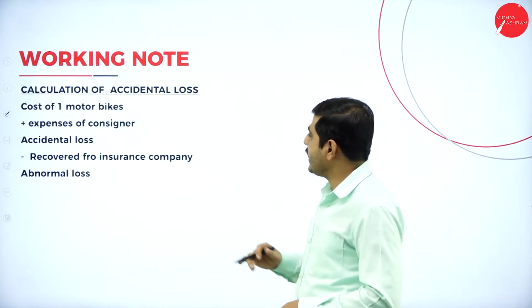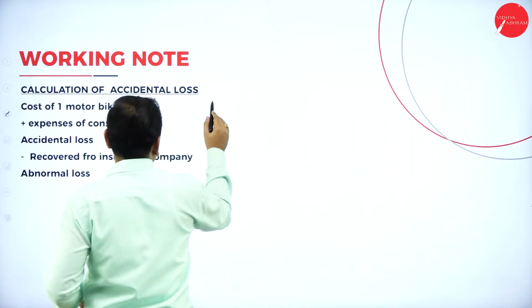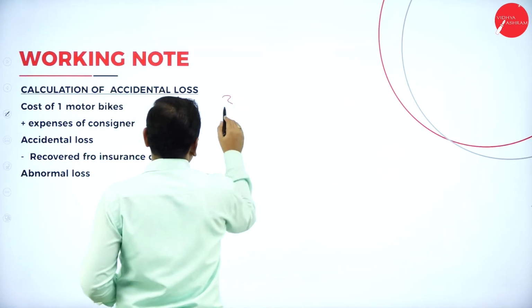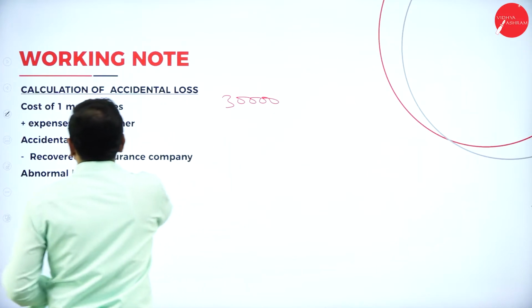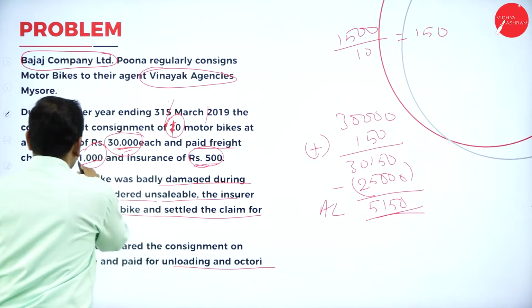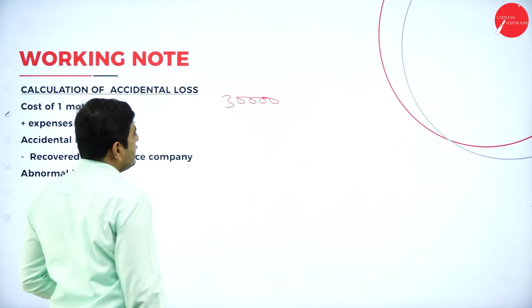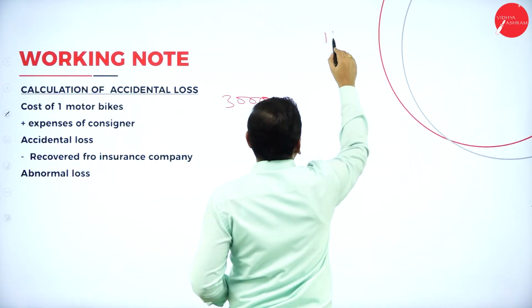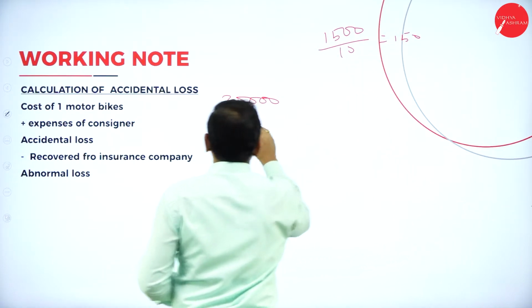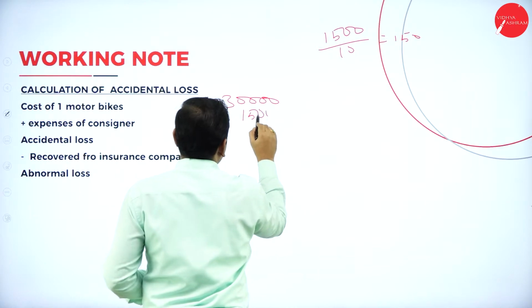Now let's go to the first calculation: cost of one motorbike. What is the cost of one motorbike here? One motorbike cost is 30,000 rupees, plus the expenses of the consignor. How much has he paid? 1,000 rupees plus 500 rupees, for 10 bikes. So 1,500 divided by 10 bikes means 150 rupees is the per bike cost.